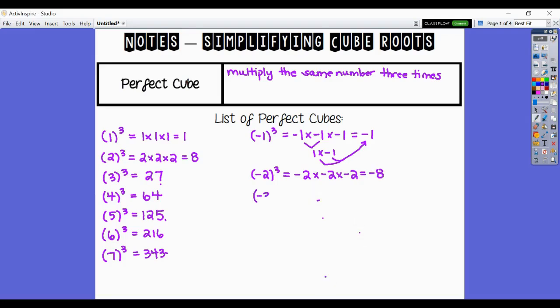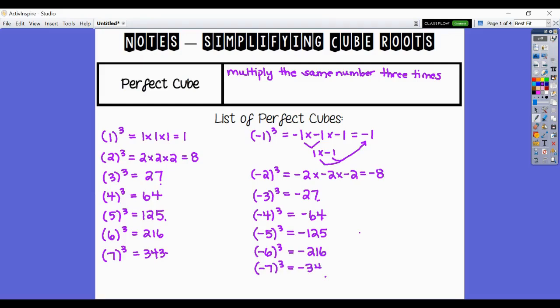Negative 3 cubed here will give me negative 27. Negative 4 cubed will give me negative 64, and it's really important that I put these negatives in parentheses. That way I do include them and attach them with the base of this exponent of 3. Only way that they will turn out negative is if they are put in parentheses in the first place. Negative 6 cubed is negative 216. And negative 7 cubed is negative 343.